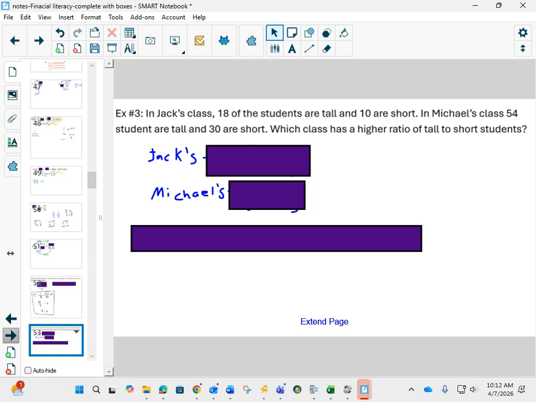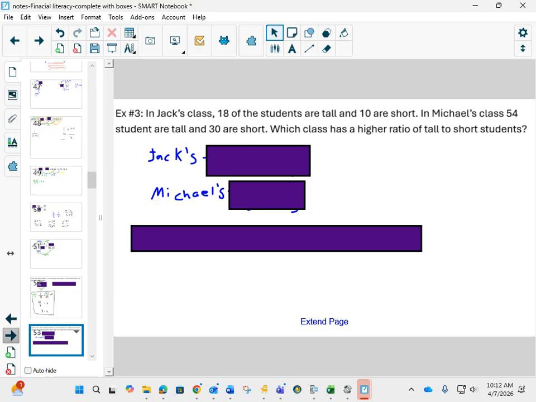Are there more tall people in Jack's class? Or are there more tall people in Michael's? Well, there's obviously more tall people in Michael's class. He must be in a phys ed class because there's 84 people in his class. That's probably not a math class.